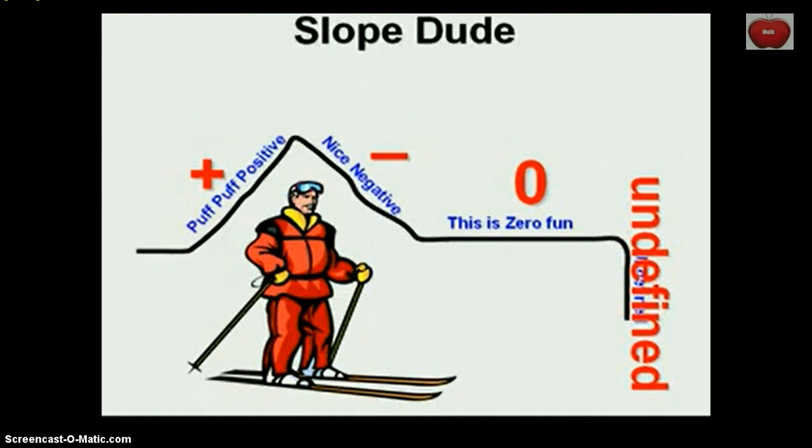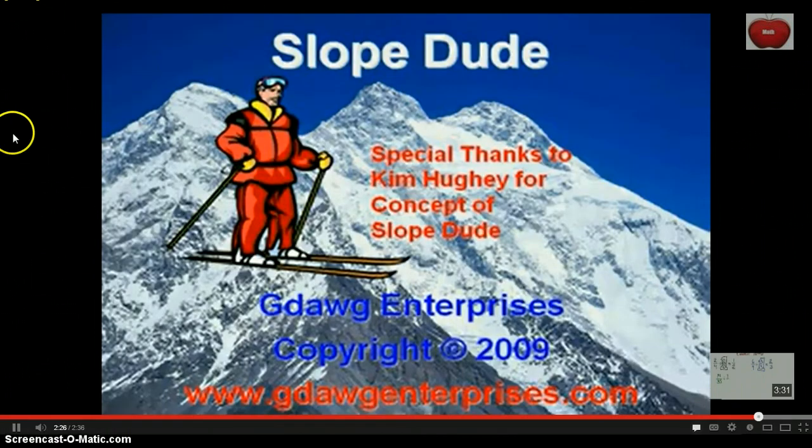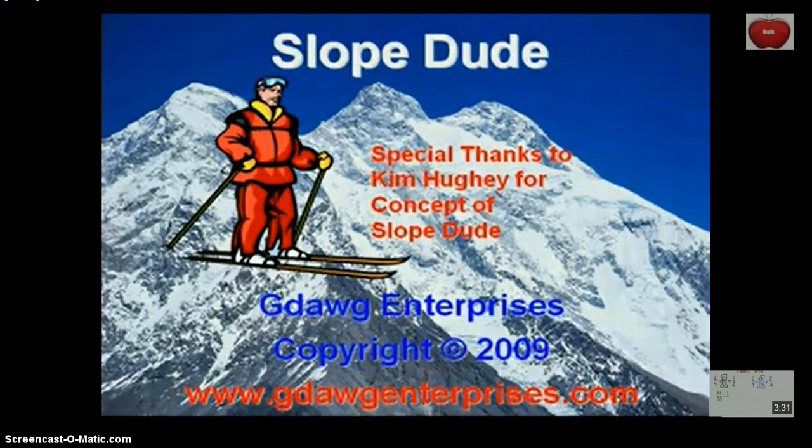The uphill is a slope with a positive number, the downhill is a slope with a negative number, the flat part is a slope of 0, and the straight up and down or vertical part is undefined. This has been the Adventures of Slope Dude. Special thanks to Kim Huey for inventing Slope Dude.